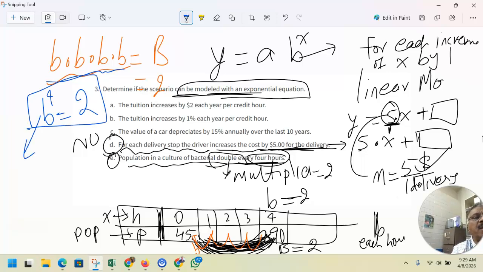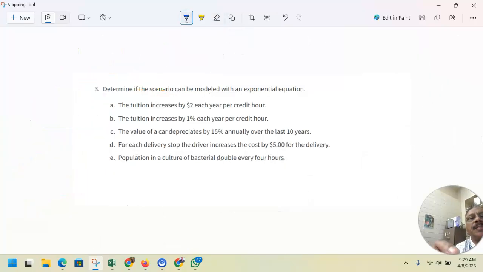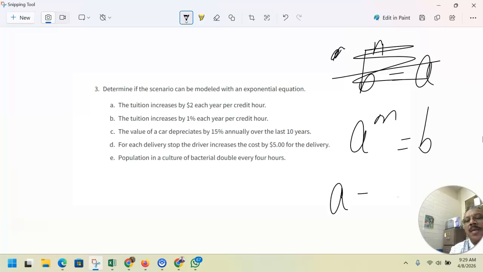By definition, if you have this, then B is 2 raised to 1/4 directly. And the formula is like this: if you have A raised to m equals B, then A equals B raised to 1 over m. So this is the formula.